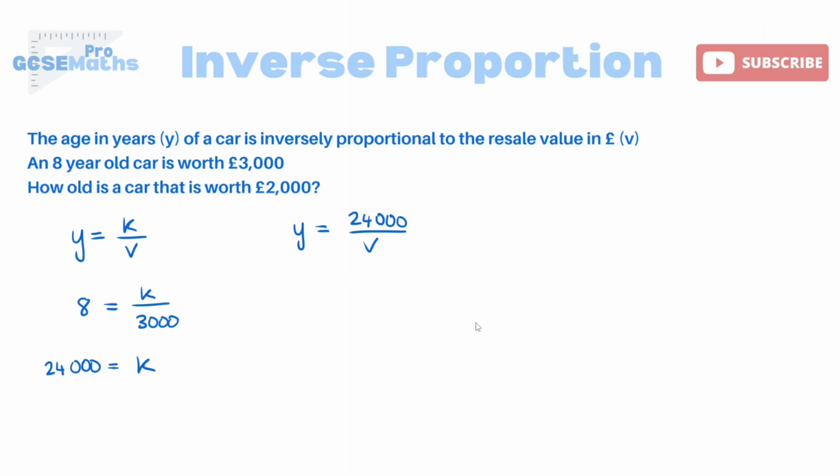And then step 3, answer the question. How old, so in terms of years, is a car that is worth £2,000? So they've given us the value for V, haven't they? We want to find out what Y is. So 24,000 divided by 2,000, and that should give you 12, which would be therefore 12 years in this context. 12 years. So exactly the same 3 steps, I just had to kind of pick out the information from the context, from the scenario.